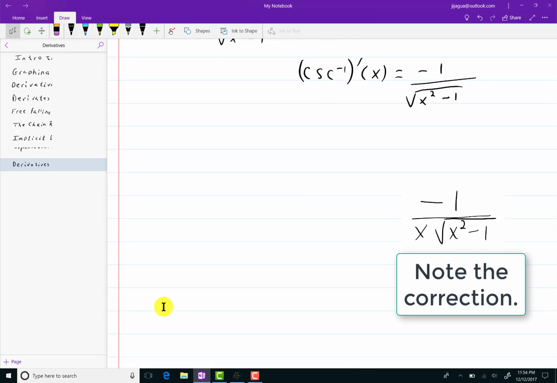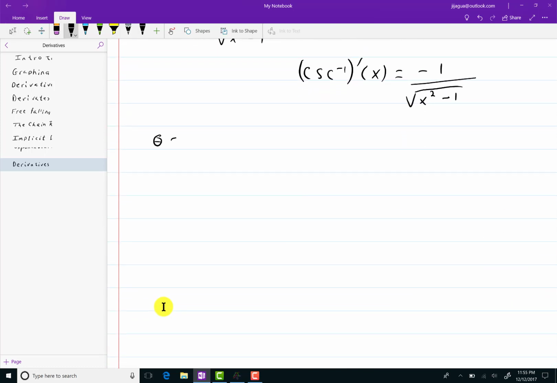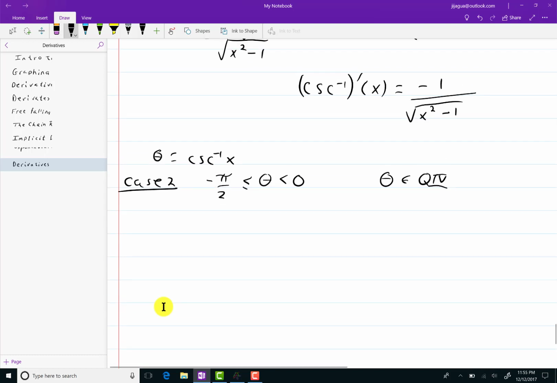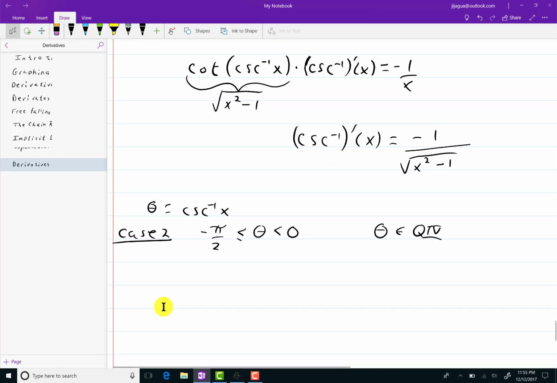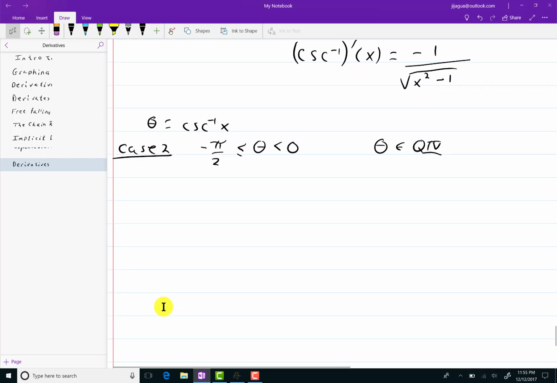Now, there was a second case. Theta still is equal to cosecant inverse of x. But the second case is where theta is between negative pi over 2 and 0. So that places it in the fourth quadrant. Now things are a little bit different here. Let me go back to the equation that I had. I still have this equation there because the -1 over x doesn't change anything.